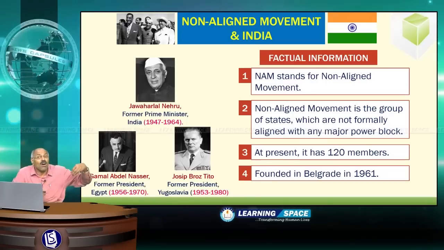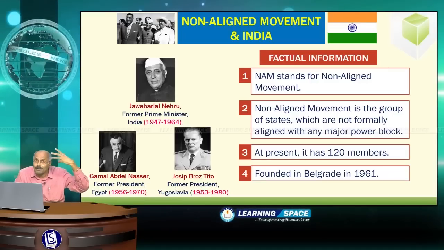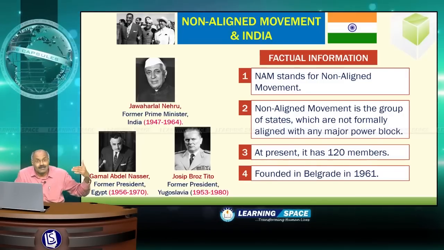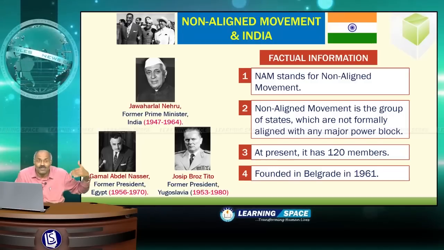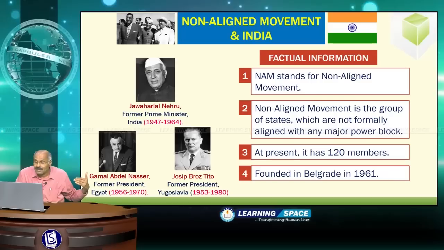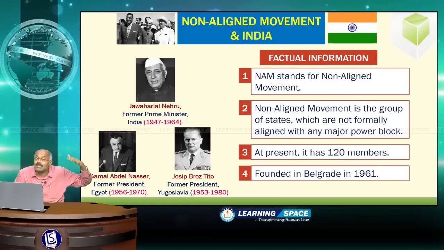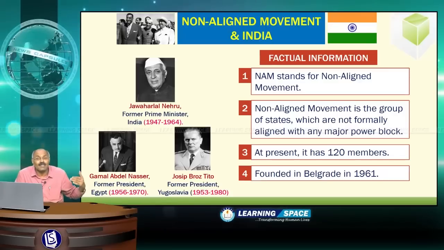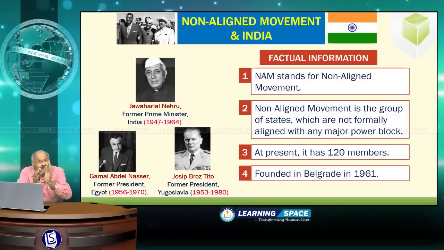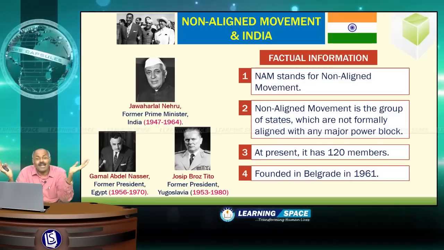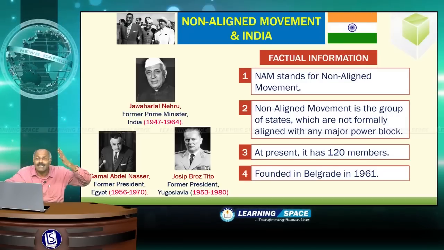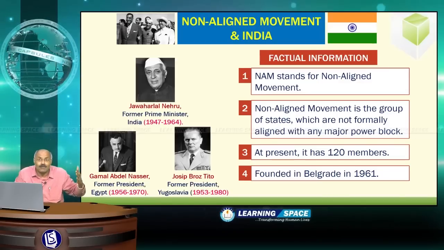That was the concept of non-aligned movement, and the three brains behind it were our first Prime Minister Jawaharlal Nehru, then the second President of Egypt Gamal Abdel Nasser, and the former President of Yugoslavia, Tito, full name Josip Broz Tito. So these three leaders were primarily associated with the formation of the NAM group, non-aligned movement. Let us not align either with the USA or with the USSR. That was the idea behind the establishment of this non-aligned movement in the year 1961.